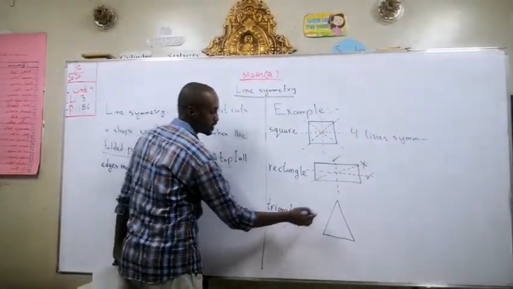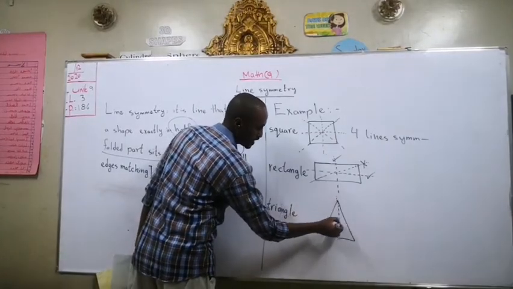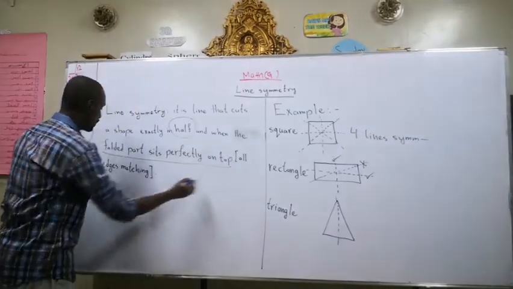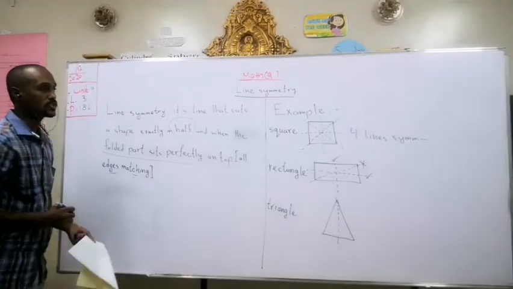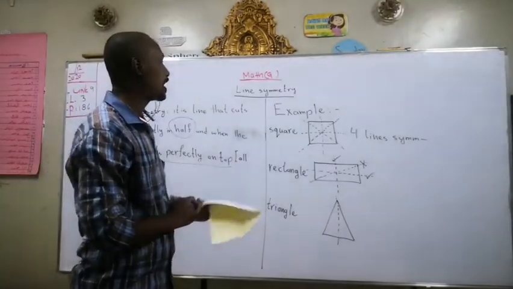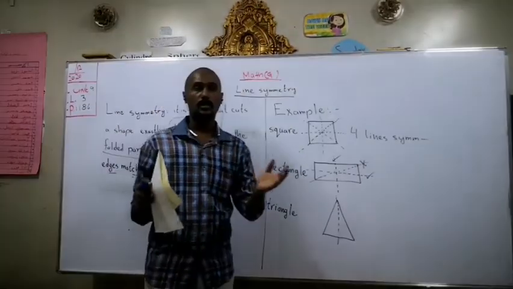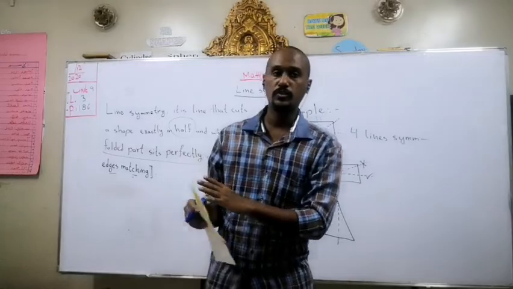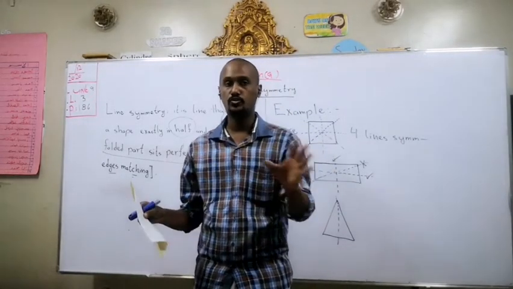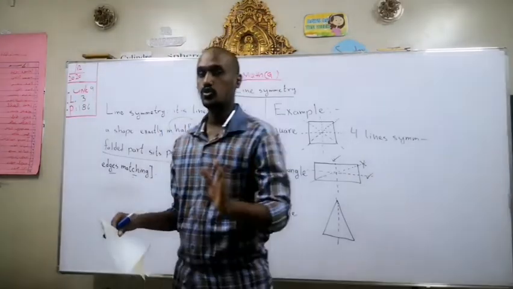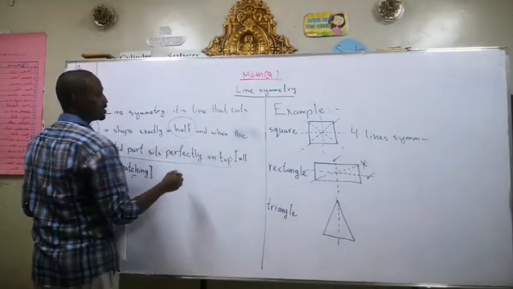The last one, the triangle. You can do it like this, and when you fold it like that, all edges match. That's all about the line of symmetry. Later on, in the second part of the video, there is another video. It will continue, so try to watch it to know more about line symmetry.